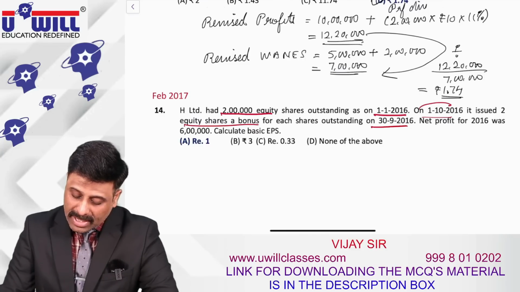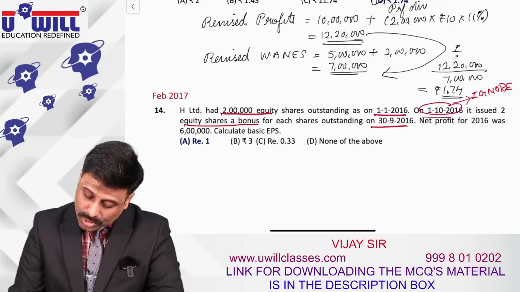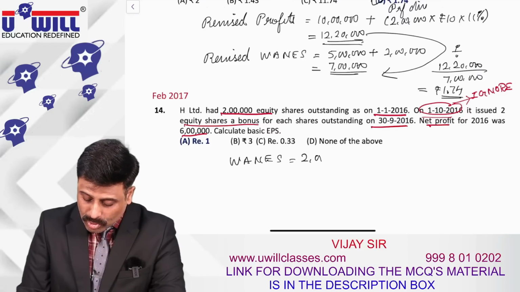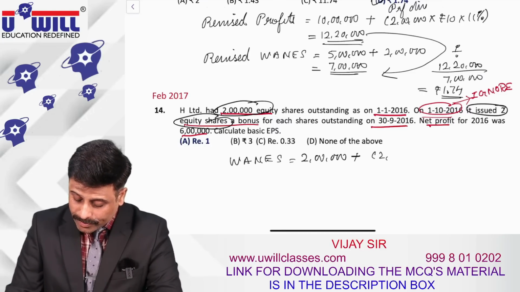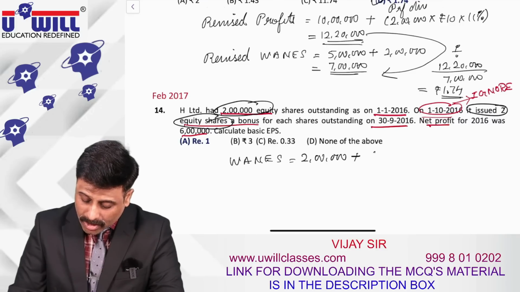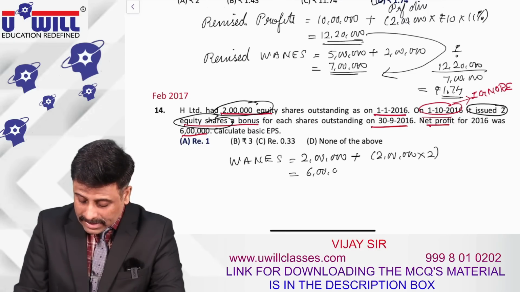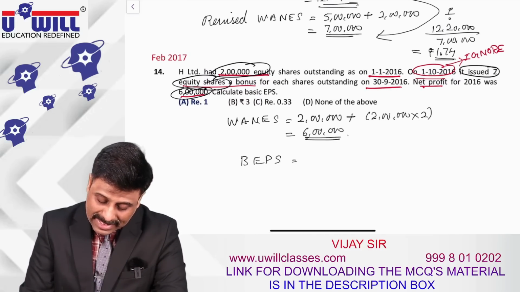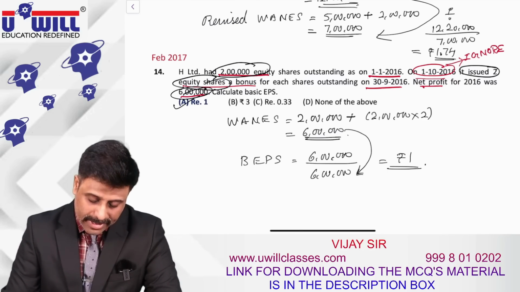But as I said, this has no relevance. Ignore it, because when we issue bonus shares, then we take it from the beginning of the year. So net profit is given as 6 lakhs. First we'll find the weighted average number of shares. It will be equal to existing 2 lakh shares plus these existing 2 lakh shares that are issued 2 equity shares, so 2 lakhs into 2. For every share, 2 bonus shares have been given, so 2 lakhs into 2, 4 lakhs. 2 lakhs plus 4 lakhs, 6 lakhs would be the weighted average number of shares. Now basic earnings per share will become profits, which is 6 lakhs, divided by the weighted average also 6 lakhs, 1 rupee. That is option A.